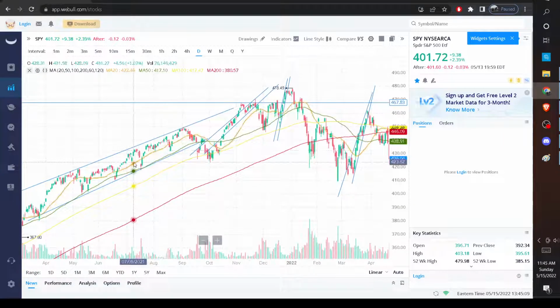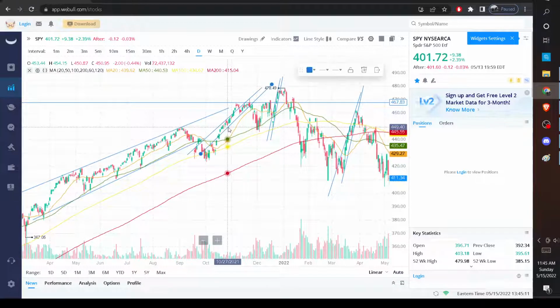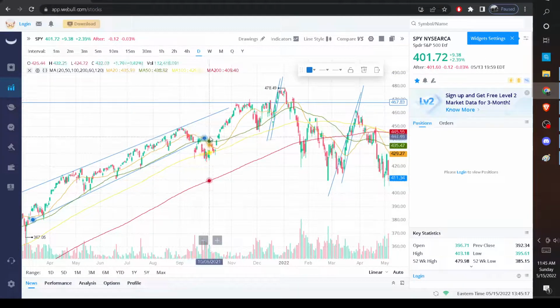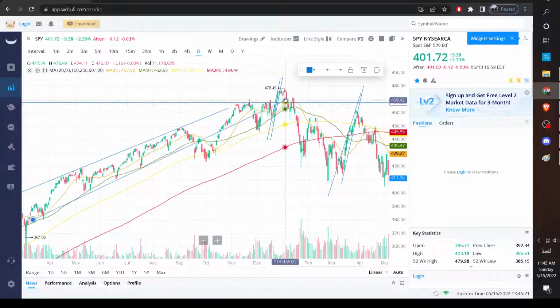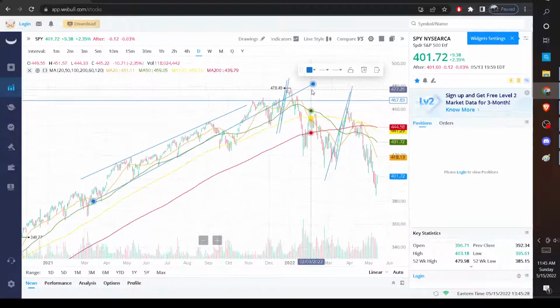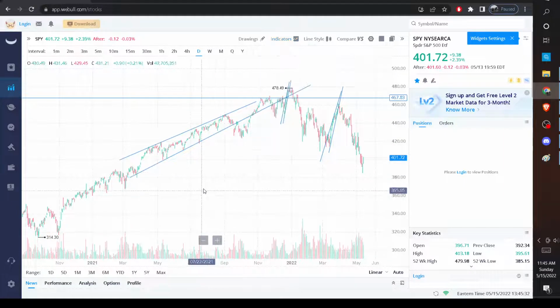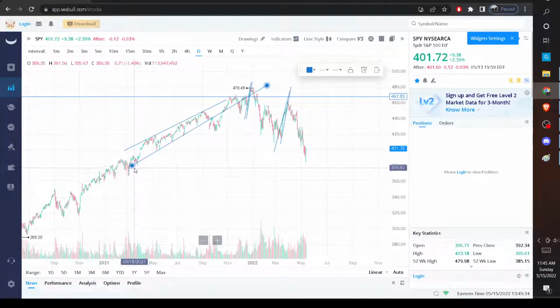So now we've got to extend out this trend line, because we eventually made it back above this. So it's good to just go ahead and extend this out. And let me just turn off the 50-day. All right.